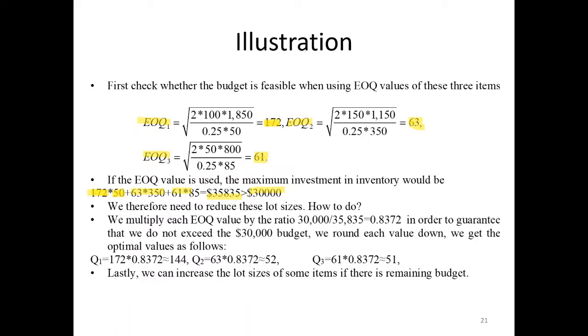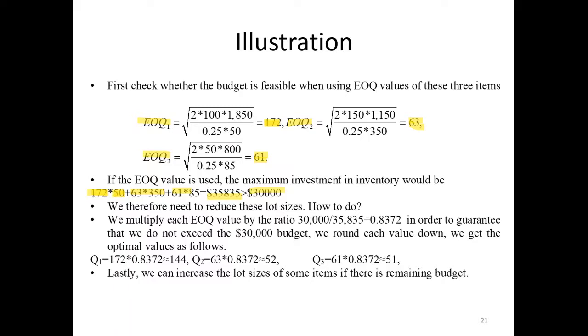So in this case, I cannot actually rely on the solution that calculates the EOQ value for each item independently, because it might happen that at a certain point of time, I can reach or exceed the financial limit defined in this problem. So in this case, we have to adjust our solutions.